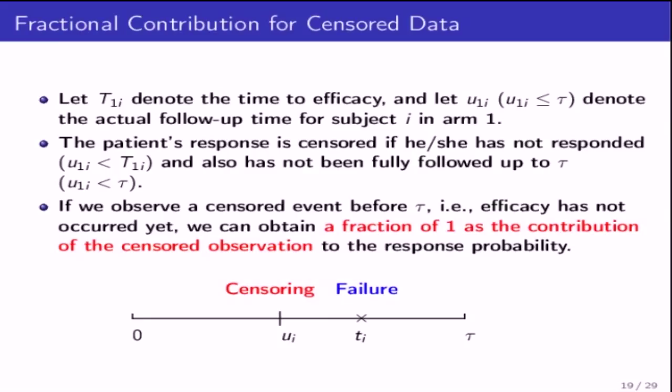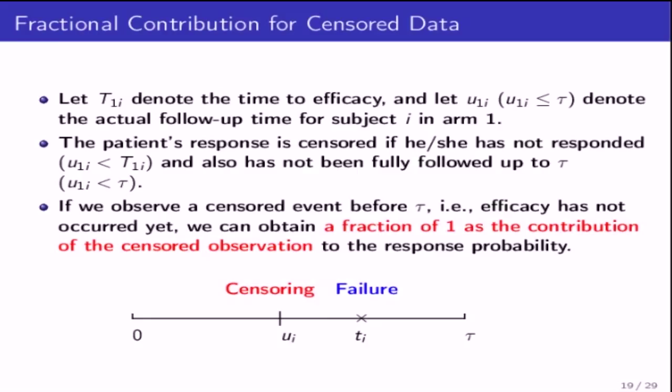So more specifically, let T denote the time to the event of efficacy, and U denote the actual follow-up time for the subject. So the subject's response is censored if the subject has not responded and also has not been fully followed up to tau. If you look at the bottom figure here, you have a subject who is censored at U_i, but who possibly experienced the event between U_i and tau. But we don't know that, right?